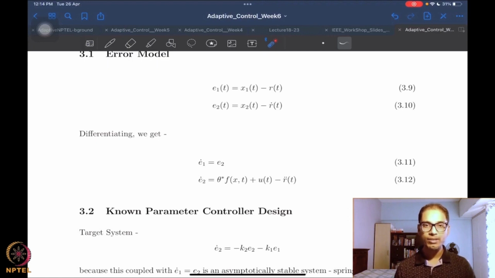So I cannot make a system follow a trajectory which is not consistent with the dynamics. And the dynamics dictates that x1 dot has to be x2. All right. So that's what we have. E1 dot turns out to be E2.